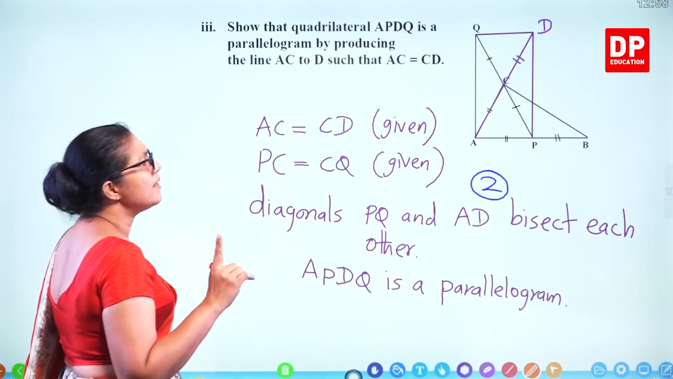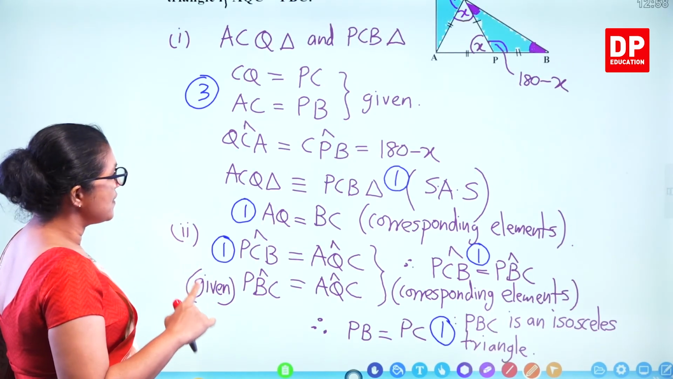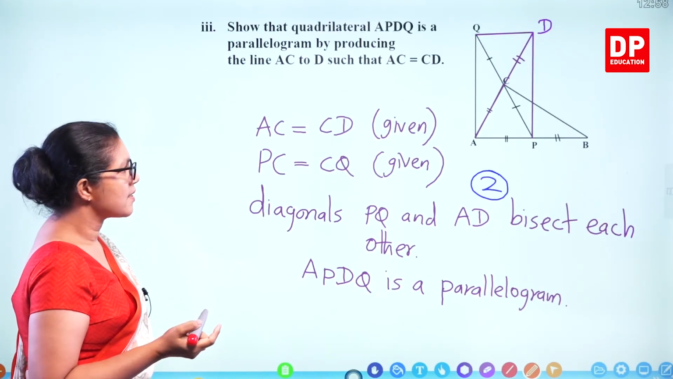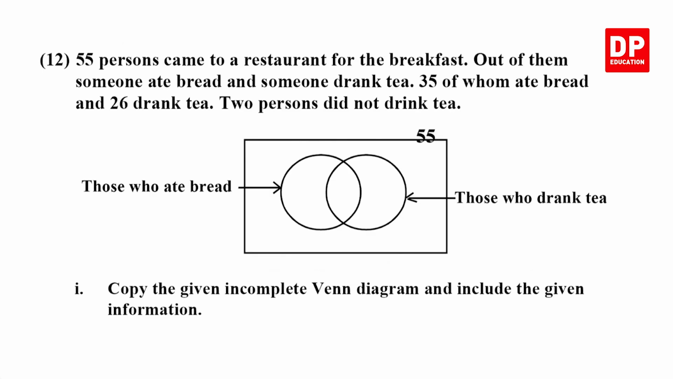So altogether 10. 3, 4, 5, 6, 7, 8 and this 2, altogether 10 marks. This is the last question. So you can try first and we'll do it step by step.